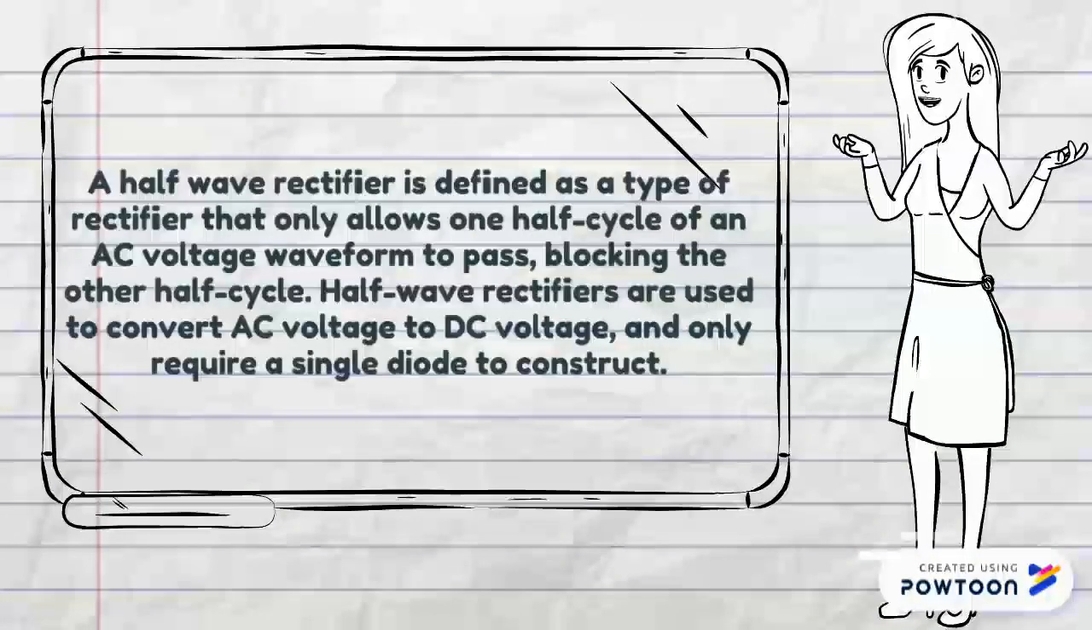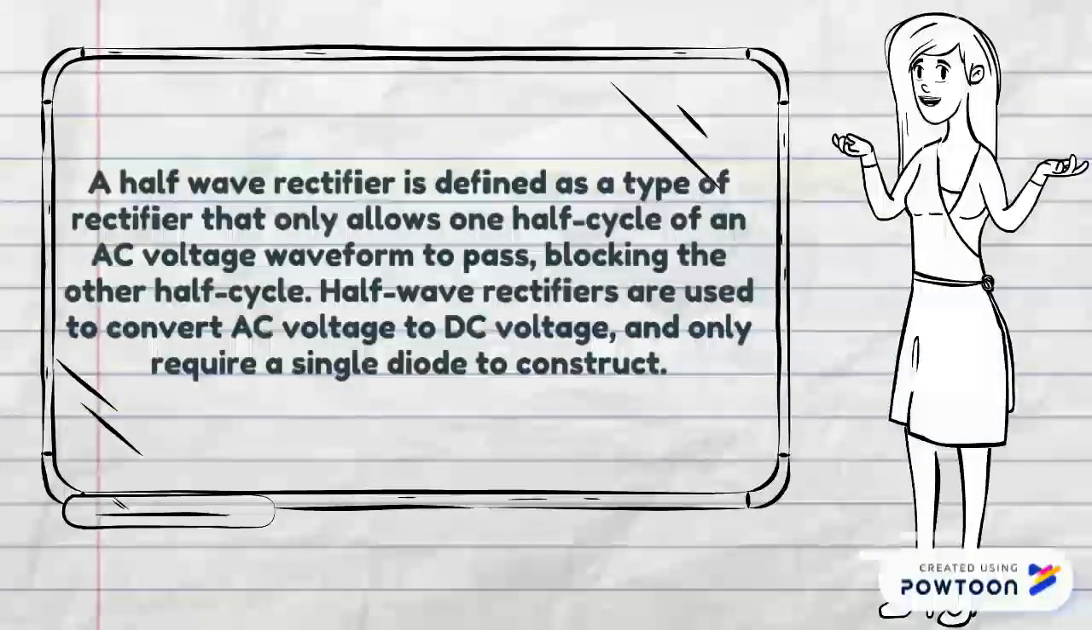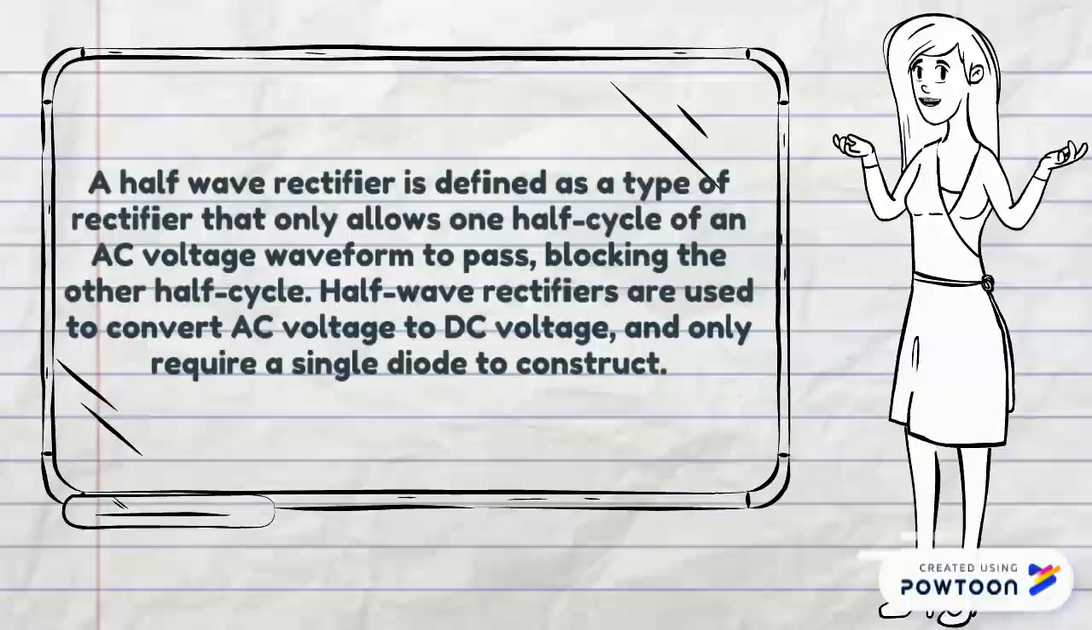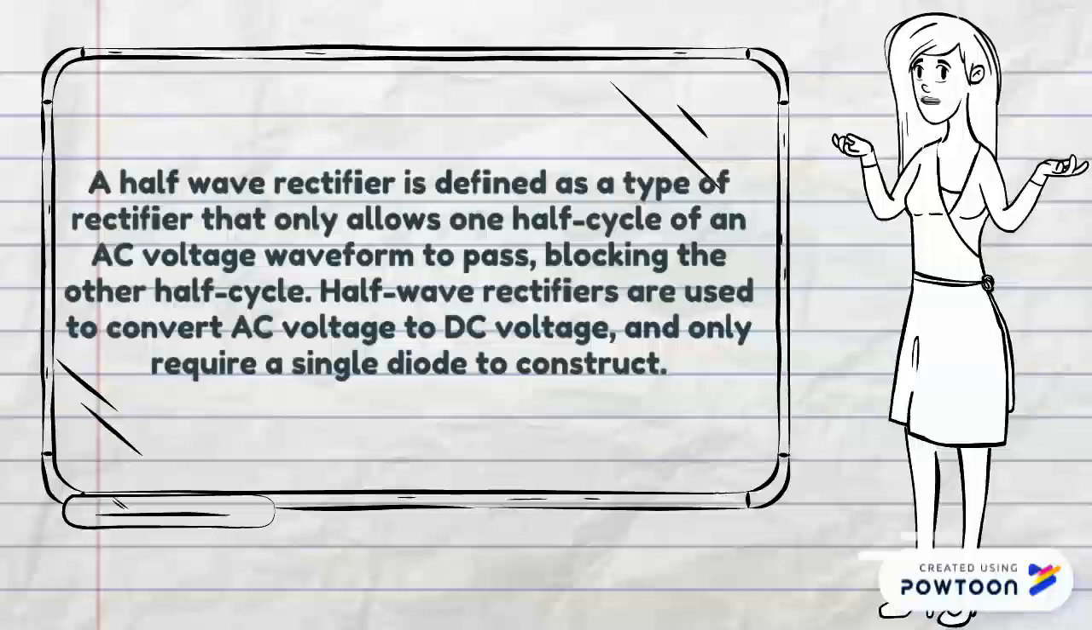A half-wave rectifier is defined as a type of rectifier that only allows one half cycle of an AC voltage waveform to pass, blocking the other half cycle. Half-wave rectifiers are used to convert AC voltage to DC voltage and only require a single diode to construct.